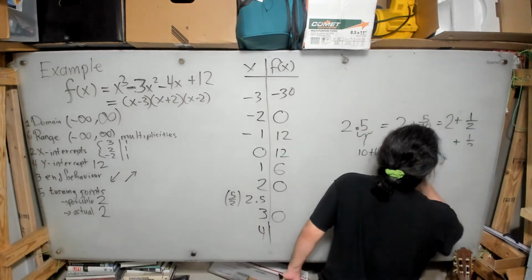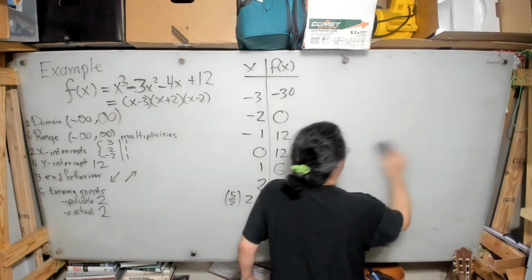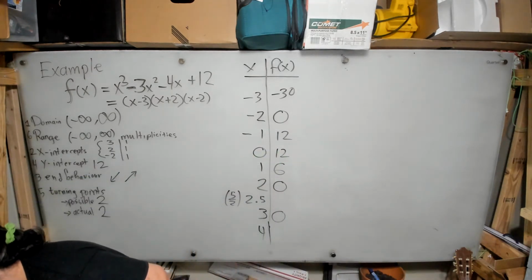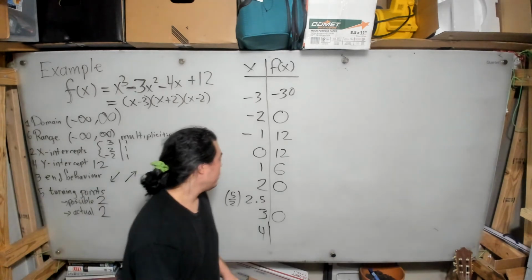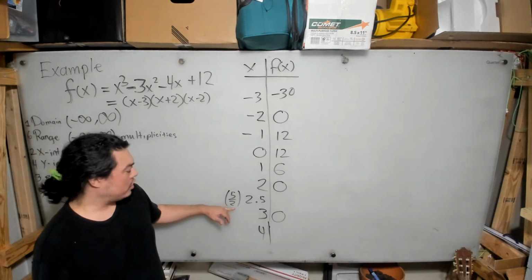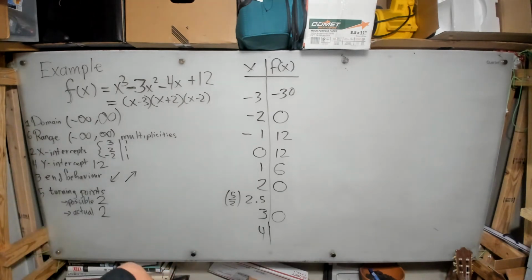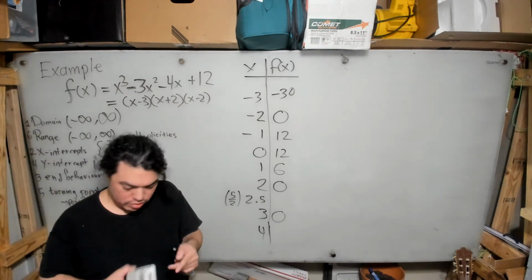Okay, let's do this together. Okay, stand by, please. So now, let us evaluate the function at 5 halves. Okay? Sorry about that. Okay.